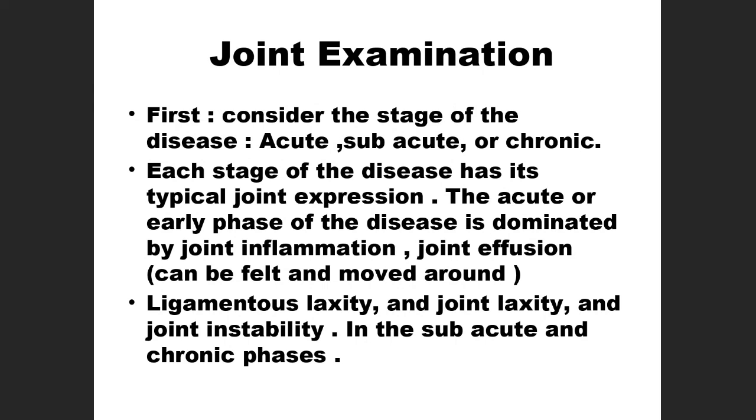For joint examination, first consider the stage of the disease, as I said, whether it is acute disease, subacute disease or chronic disease. Each stage of the disease has its typical joint expression. The acute early phase of disease is dominated by joint inflammation and joint effusion. There will be ligament laxity slowly setting in. There will be joint laxity and joint instability. Then the subacute and chronic phases.